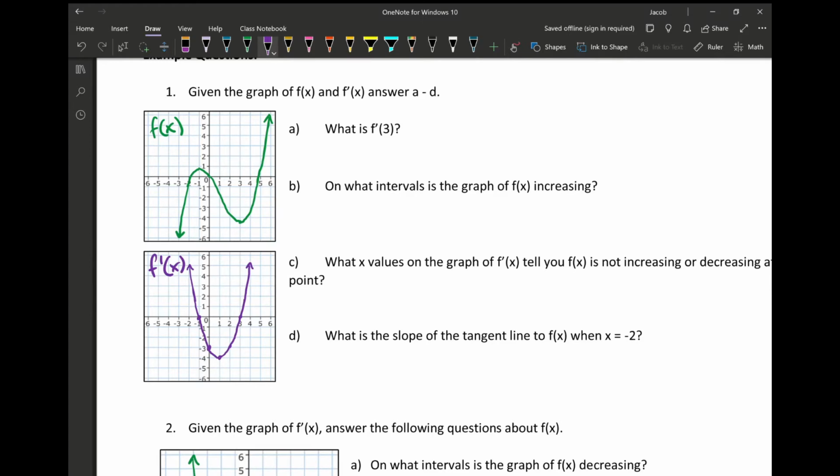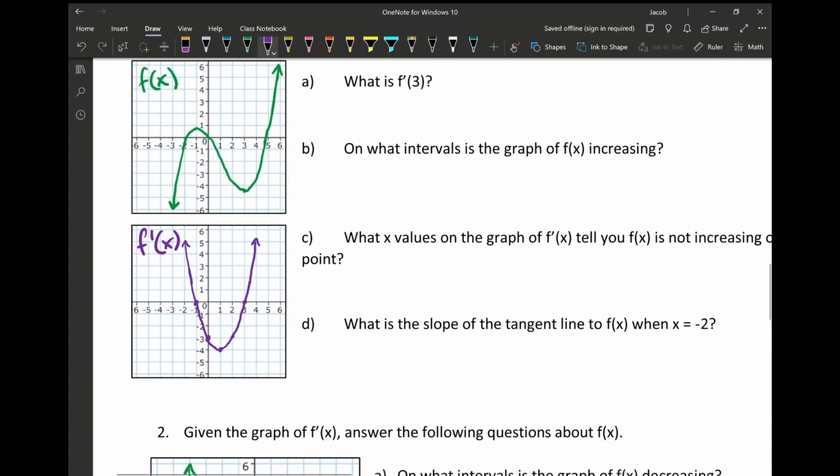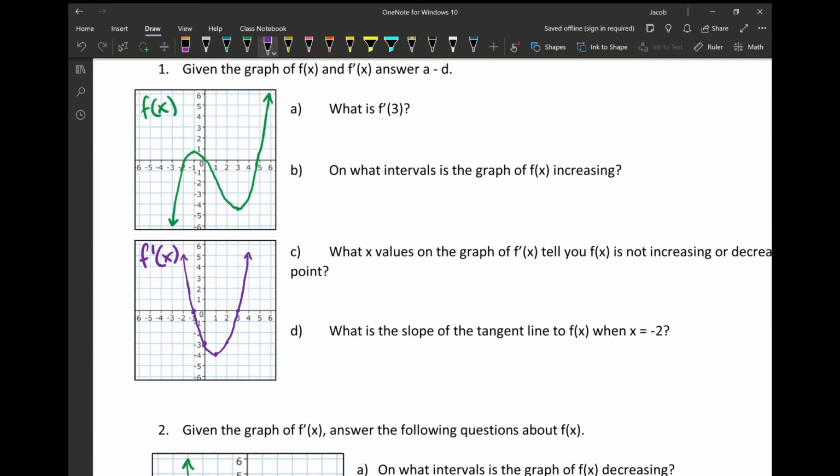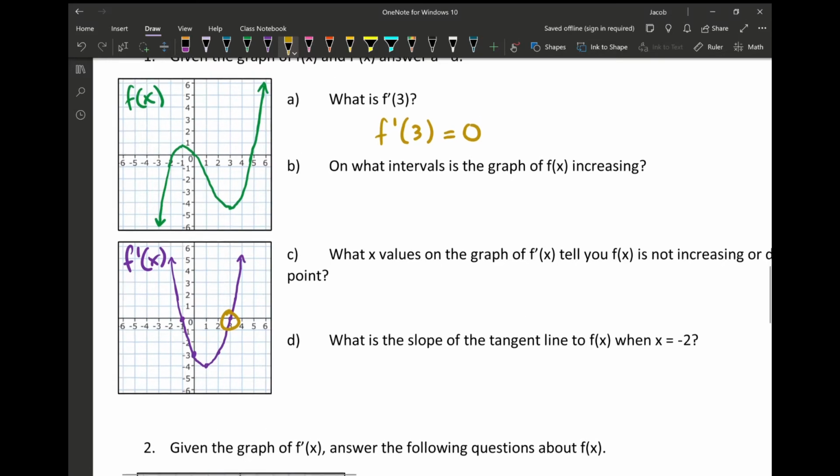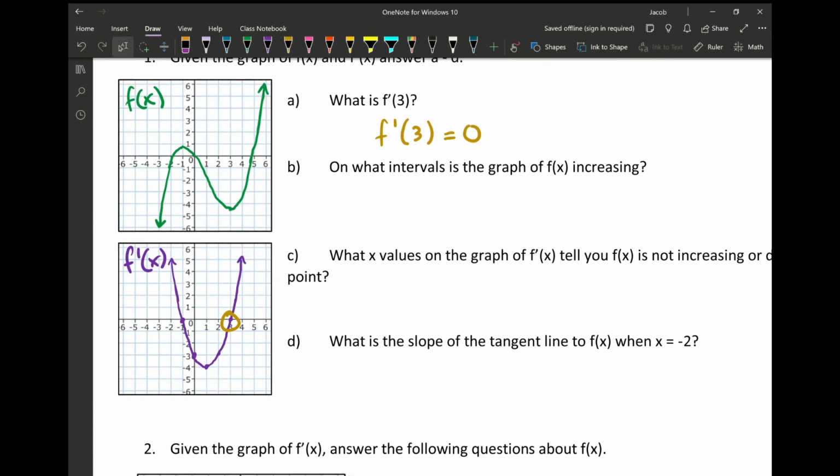So the first question is, what is f prime of 3? You can look directly at f prime of x, look at 3 and notice that the y value is 0. Or you could go to the original function, look at 3, right here, and then look at the slope of the tangent line, and that slope is 0.